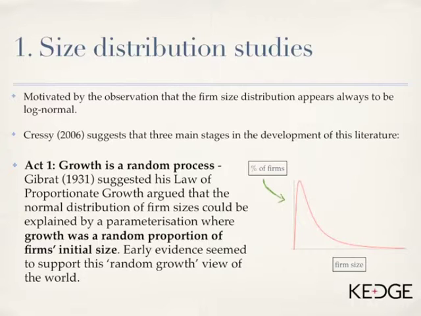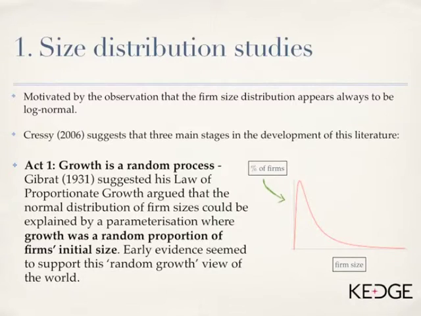First of all, going back to the 1930s, growth was considered to be an entirely random process. Gibrat suggested that his law of proportionate growth argued that the log normal distribution of firm sizes could be explained by a parameterization where growth was a random proportion of firms' initial size. You can see this represented on the right-hand side of your screens in the graph. Early evidence seemed to support this random growth view of the world.